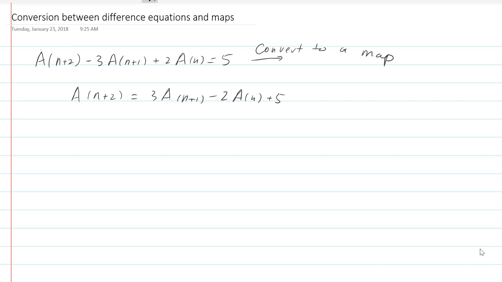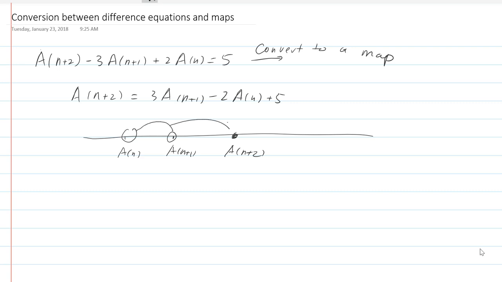So if you think about what it means, it's this. You have a sequence of numbers, and this one over here is a_n, and here you have a_{n+1}, and here you have a_{n+2}. It just says that this number can be obtained by a formula from these two. So you combine these and you get the next one. So this is what it means.